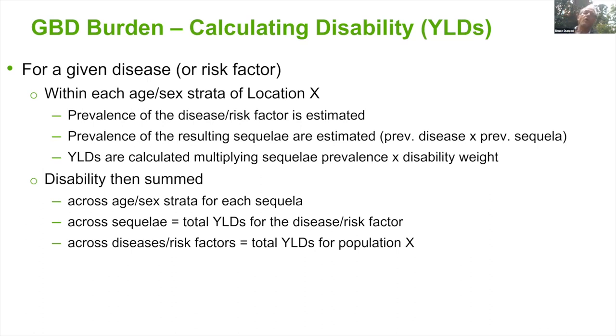We need to sum all of the sequela of diabetes, amputation, neuropathy, vision loss due to diabetic retinopathy, and so on. We need to sum the YLDs for all of them to get the YLDs for diabetes. And then if you wanted to know the YLDs for a given population, then you have to sum the YLDs across all the diseases, or if you're using risk factors, across all of the risk factors, to get the YLDs, or the sum of disability, the estimate of disability in population X.